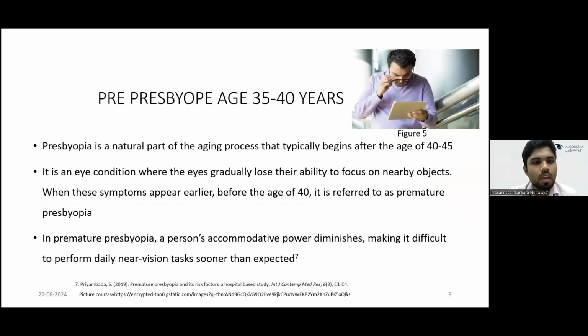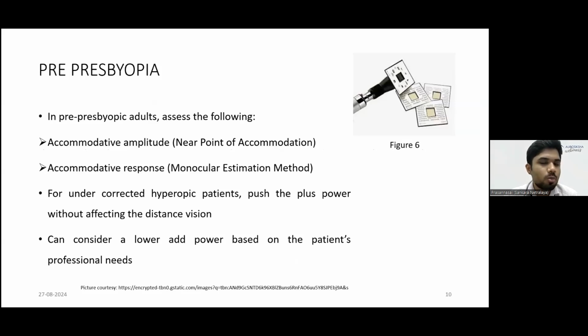Now, pre-presbyopia. Presbyopia usually begins after 40 years of age. Pre-presbyopia occurs between the ages of 35 to 40 years. The patient would have difficulty at near working distances. It occurs due to diminution in the accommodative power. So what measurements are mandatory while dealing with pre-presbyopic patients? Accommodative amplitude and accommodative response should be documented.